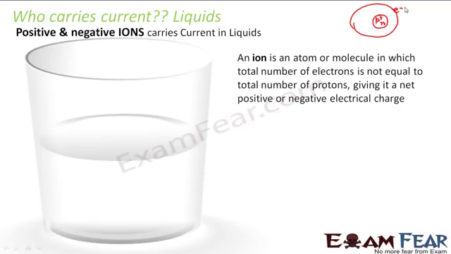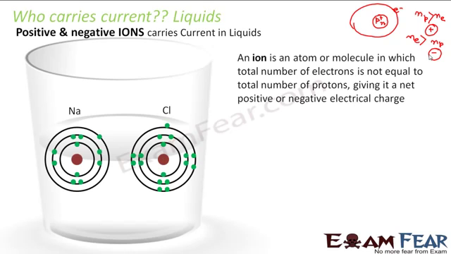But if that atom does not have an equal number of protons and electrons, then if the number of protons is greater than the number of electrons, the atom as a whole will be positively charged. If the number of electrons is greater than the number of protons, the atom as a whole will be negatively charged. This kind of atom is known as an ion. Whenever any atom loses one electron or gains one electron to become positively or negatively charged, it is known as an ion. So in case of liquids, positive and negative ions carry current.